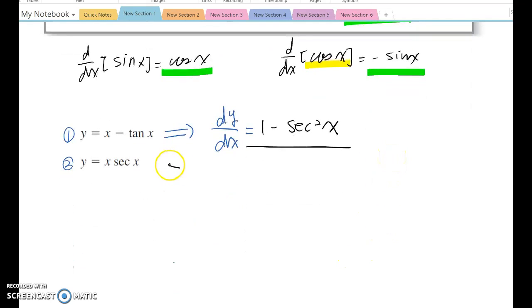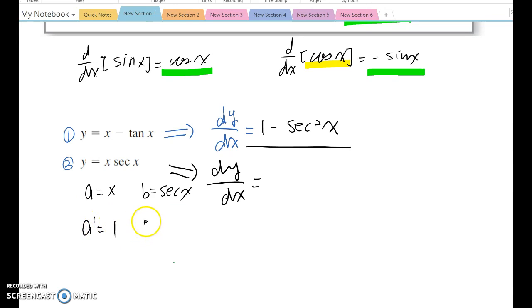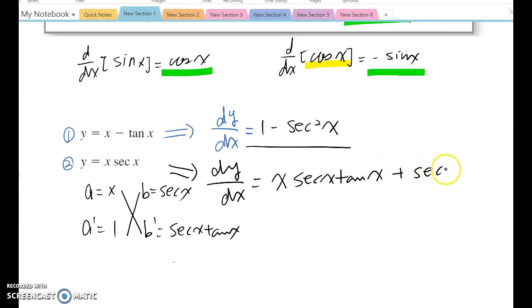Similarly, for this one, dy over dx. This will now be x times secant x, so you have to use the product rule. I'm going to put a equal to x, b equal to secant x. So a prime is 1, b prime is secant x tangent x. So you cross multiply and combine them. So it becomes x secant x tangent x plus secant x. That's it. Good.